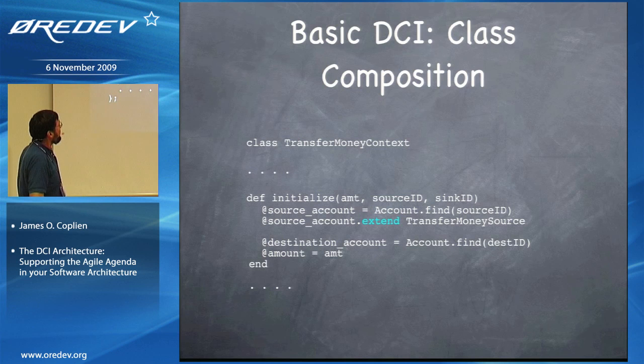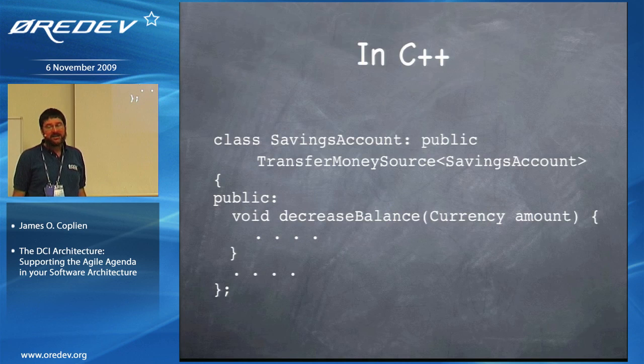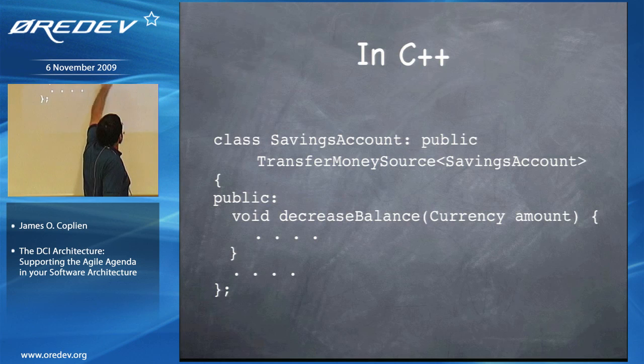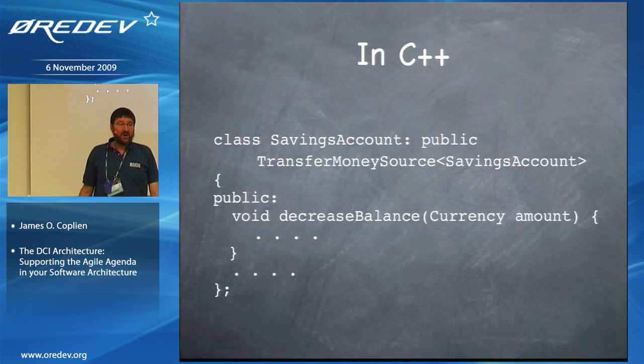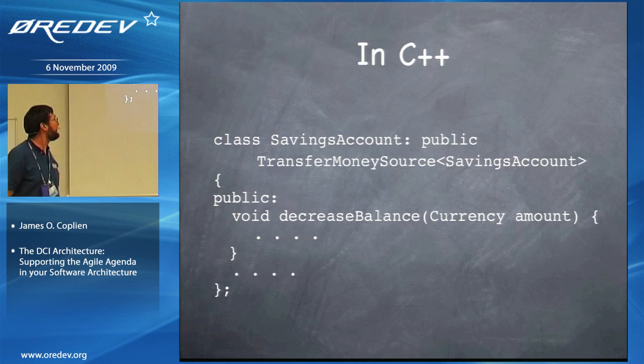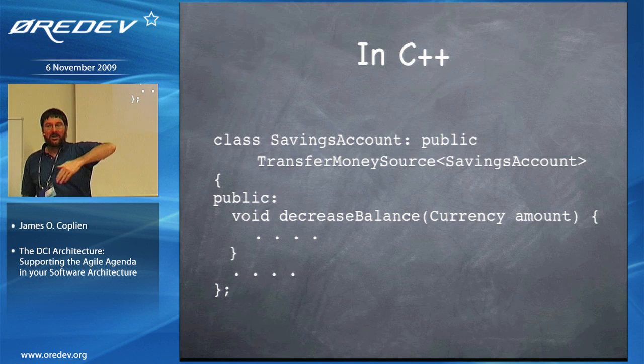Okay? In C++, how do I do this? I do the gluing using the indirect template idiom. And so what this does is this glues together a class savings account with a transfer money source class, which takes a savings account as a parameter. Okay? And so I do derivation in one direction and template argument in the other. So these two classes compose with each other.